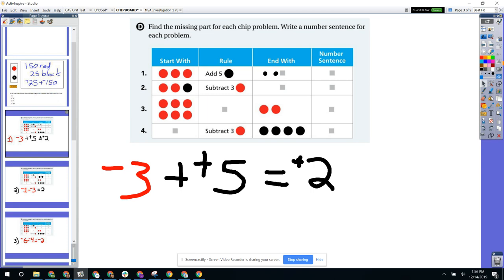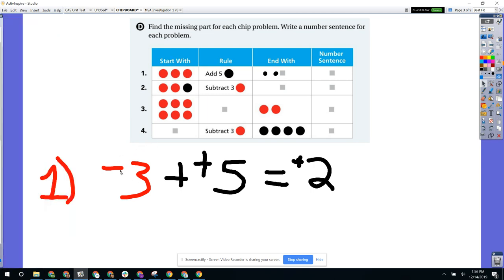So here we've got Part D. Part D says we're going to start with 3 red chips. That is a -3. And we're going to add 5 black chips. So -3 plus 5 black chips. If you imagine there are 5 black chips in addition to those 3 red chips, 3 of them would cancel out and leave us with 2 black chips, or a +2. As a number sentence, it would look like this: -3 plus a +5, or just +5, would equal +2. All right, so that's the answer for number 1.